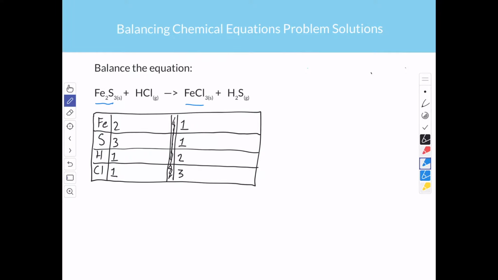I'm going to balance iron first. If I have 2 irons on the left and 1 iron on the right, I'm going to put a 2 in front of my iron chloride here, which will leave me with 2 irons on the product side. Going to my sulfur next, because that's the second element in my iron sulfide, since I have 3 sulfurs on the left and 1 on the right, the sulfur is going to need to have 3, and so for the hydrogen sulfide over here, I'll just put a 3 in front of it.